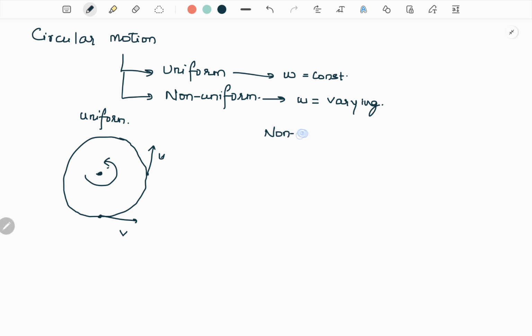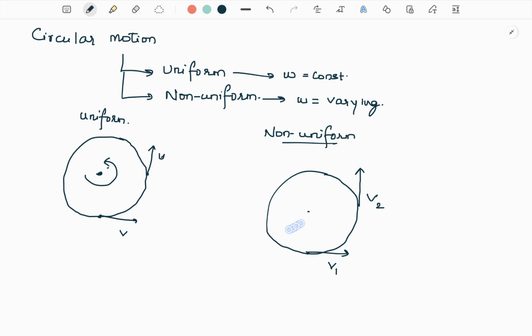In non-uniform circular motion, as the particle goes in a circular path, the velocity direction changes at different points. Direction of velocity changes both in uniform and non-uniform motion, but the primary difference comes when we talk about the magnitude of velocity. In non-uniform circular motion, at different points in its path the magnitude of velocity is different. Suppose here it is v1, here it is v2. So that's the basic difference between uniform and non-uniform circular motion.